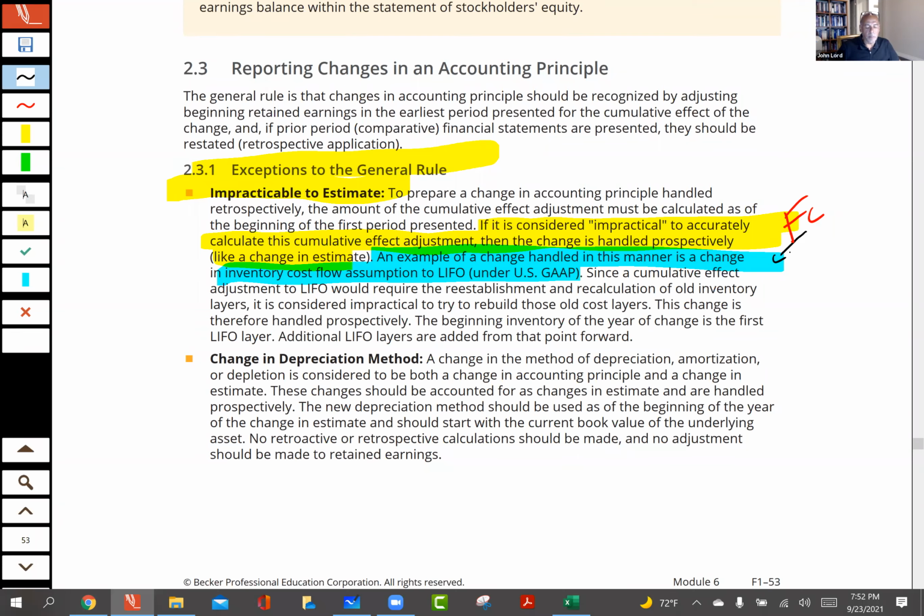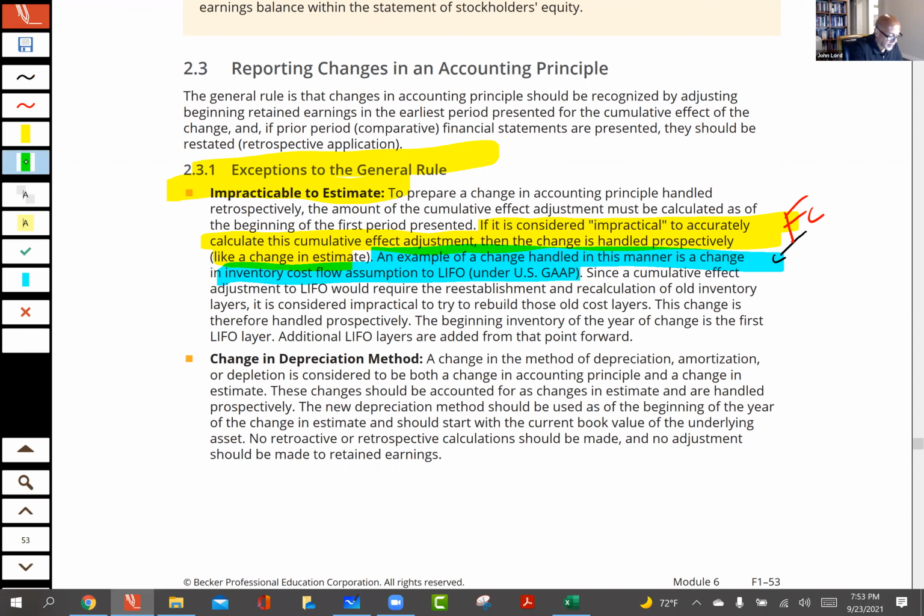Now, shoddy record keeping, laziness, and cost benefit analysis are not being suggested here. What's being suggested is that it's impractical to estimate. So you can't tell your auditor, well, I have a hangover, so I can't figure this out. You're going to have to show them that you've made a good faith effort to come up with the cumulative effect adjustment, and that it is impractical, meaning almost impossible, to estimate. Okay.